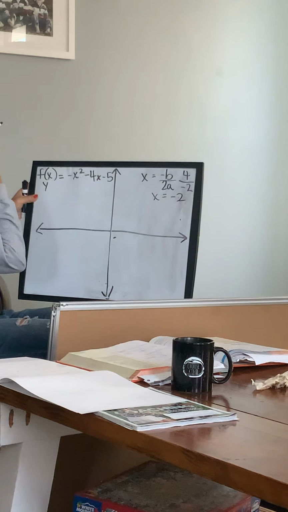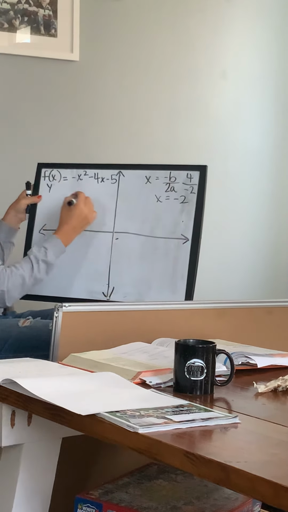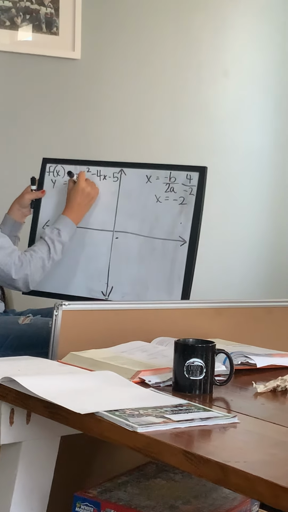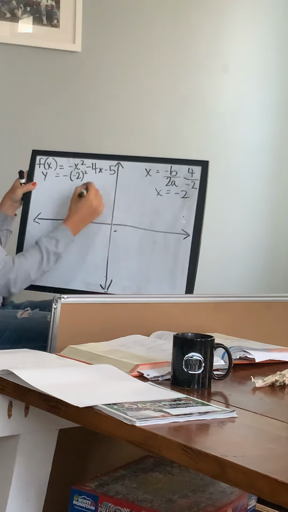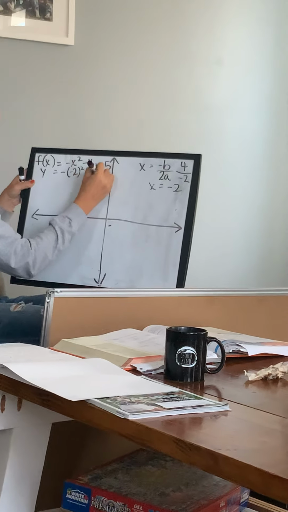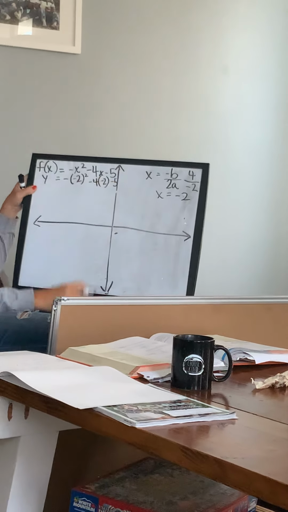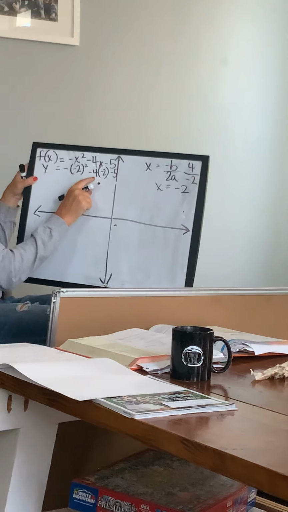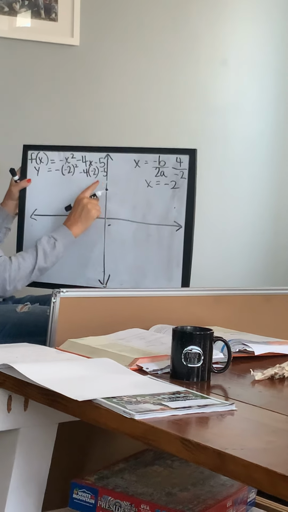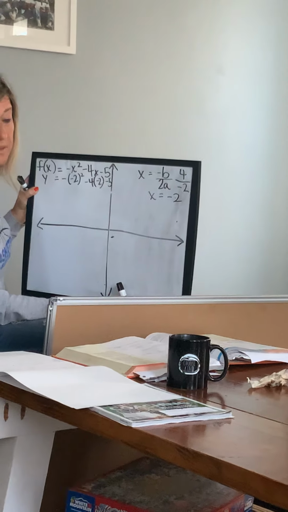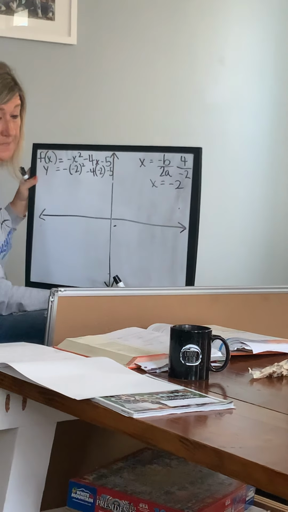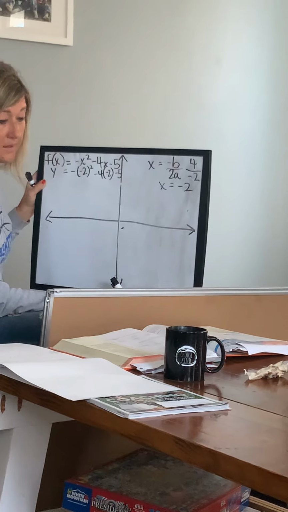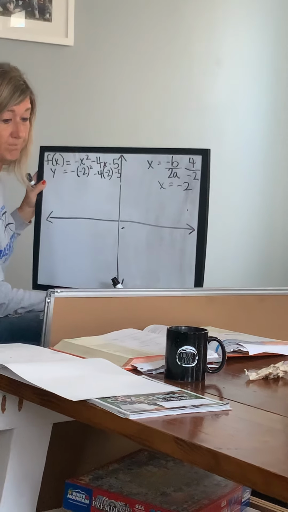Okay, let's find y. Now wherever we see an x, we're going to put in negative 2. So y equals the opposite of negative 2 squared, minus 4 times negative 2, minus 5. The opposite of 4, so negative 4 plus 8 is 4, minus 5 is negative 1. Okay, guys? All right, so now we have our vertex, correct? Yes. Okay.